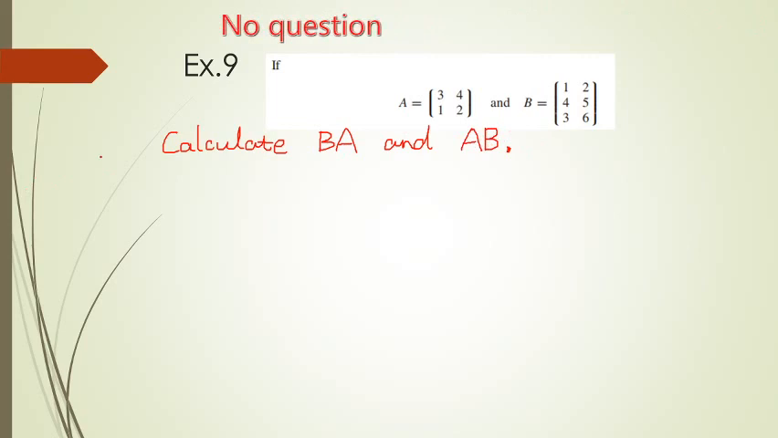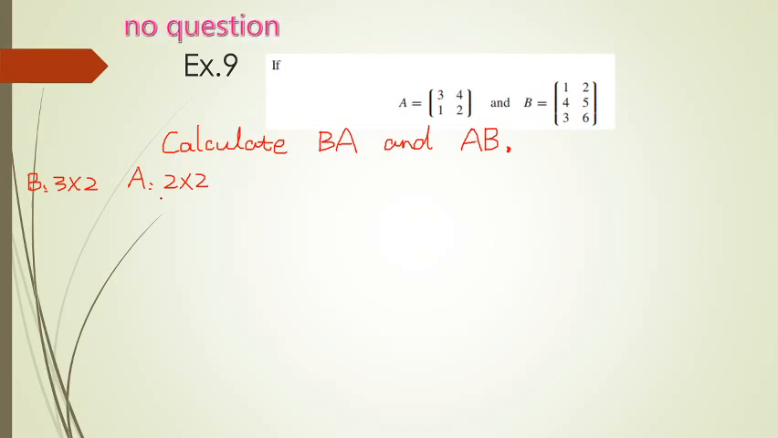Now, BA, okay? If it's BA, I will check the format. What is the format for B? Three rows, two columns. What is the format for matrix A? Two rows, two columns. Again, the first matrix is M by N, the second is N by R, right? Just by chance, N and R are the same. Then I can write the new matrix C equals BA. What is the format for C?